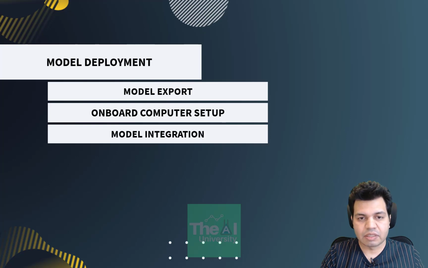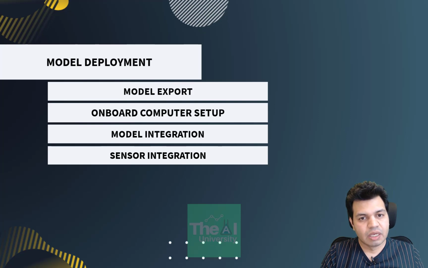Then the next sub-step is model integration. So the exported model is integrated into the onboard computer's software system, which is responsible for controlling the car's movement, such as steering and braking. The next sub-step is sensor integration. Here the onboard computer is connected to the car's sensors such as cameras, lidar, radar, GPS, and other sensor data is fed into the model for predictions.